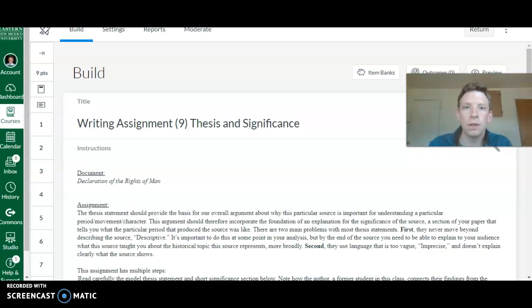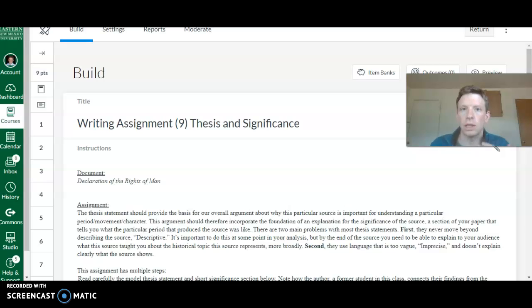What are some of the characteristics of a thesis statement that you want to achieve? You want to make sure that you are naming the source. You want to make it very clear that in this paper you are analyzing the source. So you want to name the source, and then you want to make sure that you tie those two components together. So you want to say the Declaration of the Rights of Man. You want to put that at the front of your thesis statement. It tells us such and such about the French Revolution through these themes that it emphasizes.